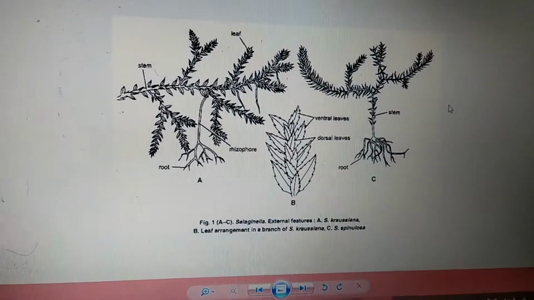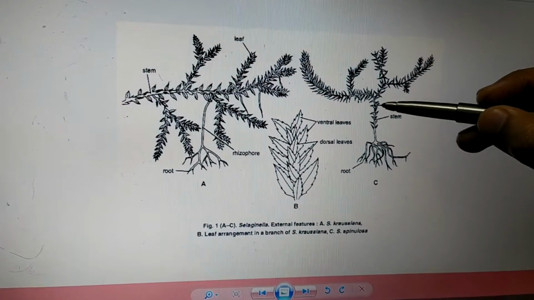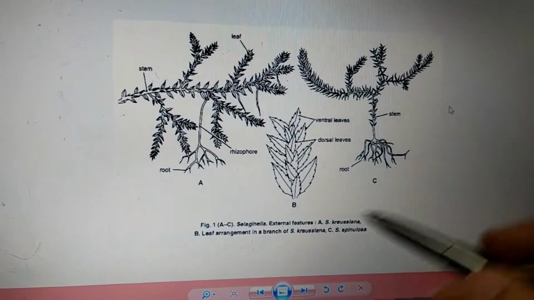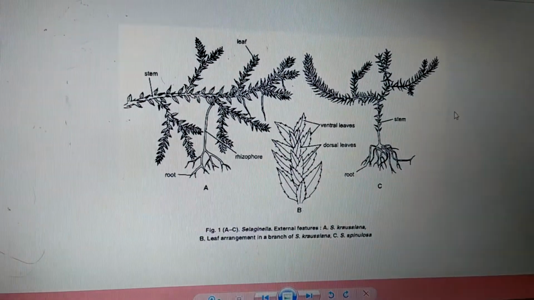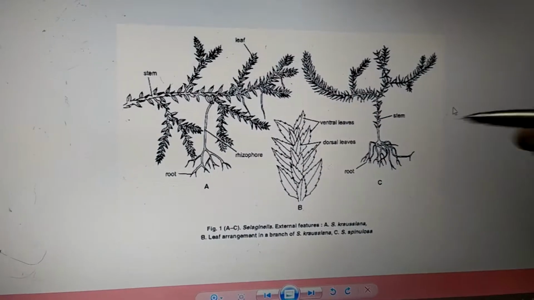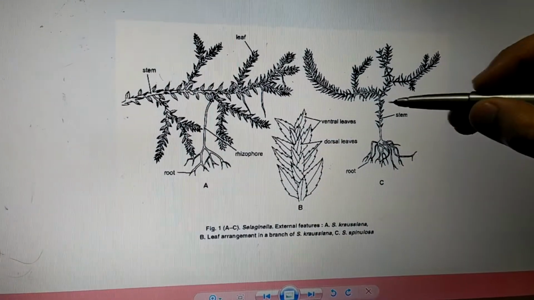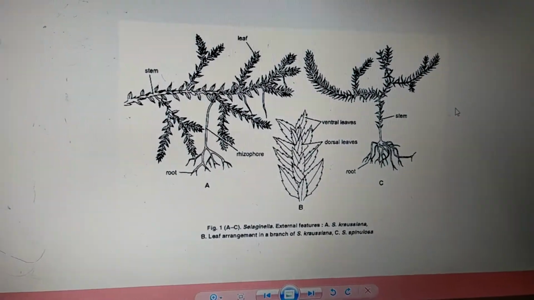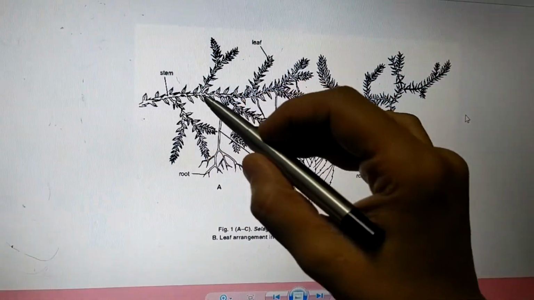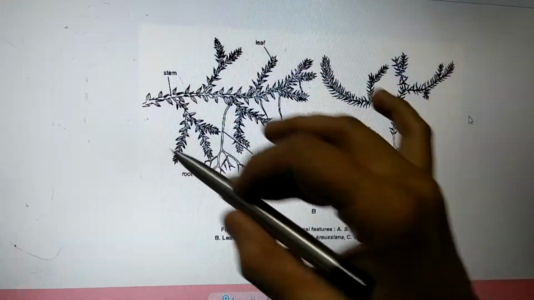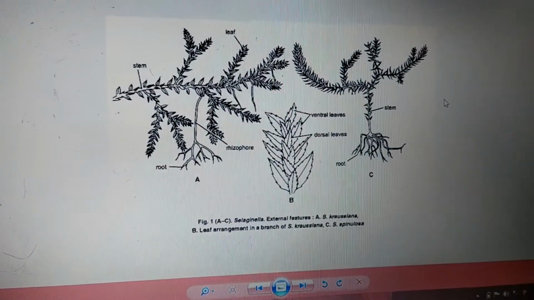Now the stem is divided as erect. Two types of stems are there. One is erect, another one is prostrate, which is going to grow attached to the surface of the ground. When the stem is erect, it belongs to subgenus Homophyllum. When the stem is prostrate, it belongs to subgenus Heterophyllum.